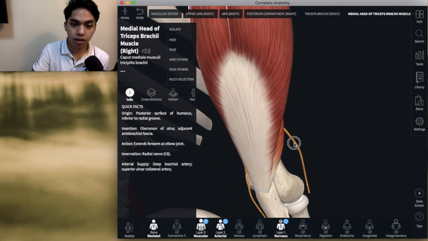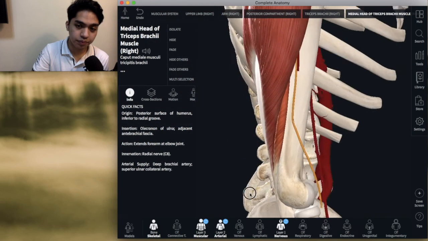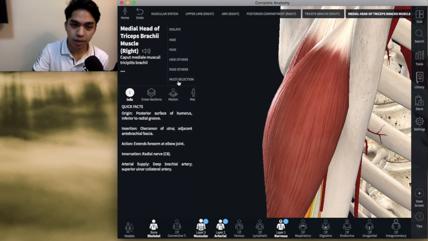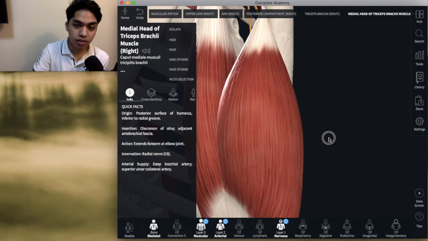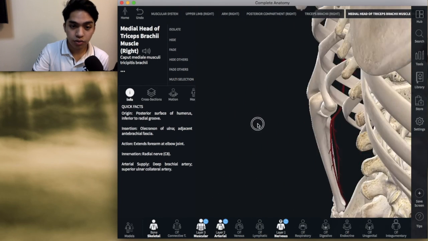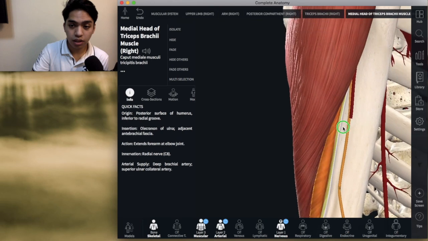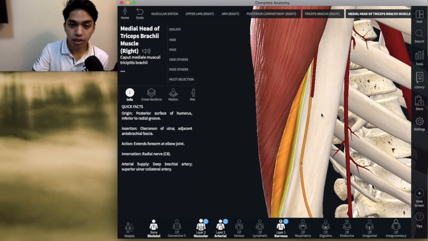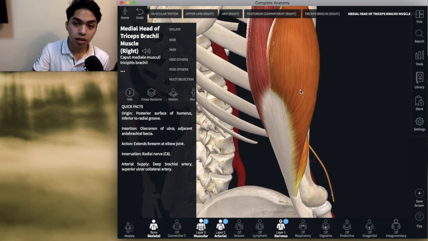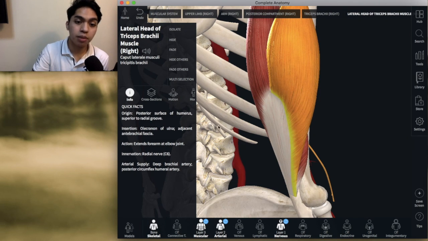Okay, so they have only one insertion, only one action, only one innervation, and arterial supply. Oh, pala. So I haven't mentioned the arterial supply pala. The blood supply of these muscles are the profunda brachii artery as well as the ulnar collateral artery. So to be specific, for the medial head, it's the deep brachial artery or the profunda brachii nga. And for the lateral head is the posterior circumflex artery plus the profunda brachii artery.